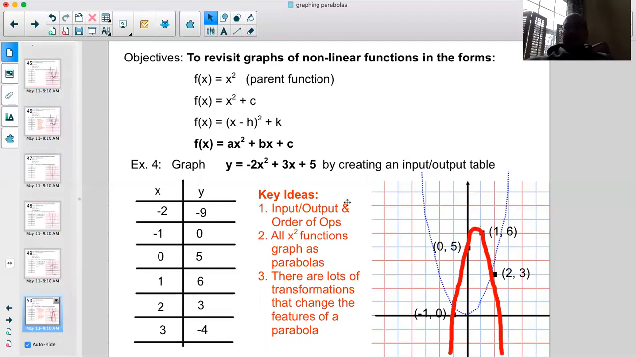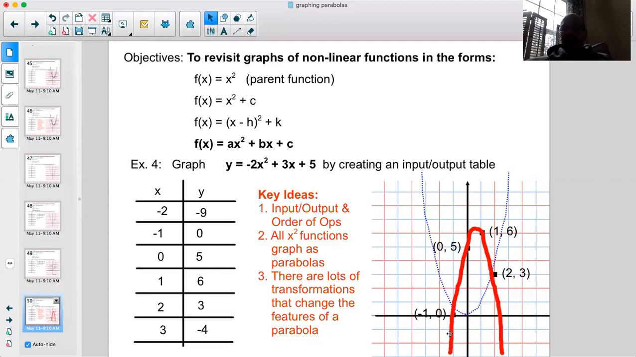So that's the one downside to using input-output and order of operations to create a parabola. You don't know for sure that you found the vertex. You don't know for sure that you found this point of symmetry. But if you go into this with these key ideas: 1, use input-output to try to generate points. 2, if the thing you're graphing has an x squared in it, expect it to be U-shaped. And then 3, there's going to be lots of transformations that change the features of a parabola.